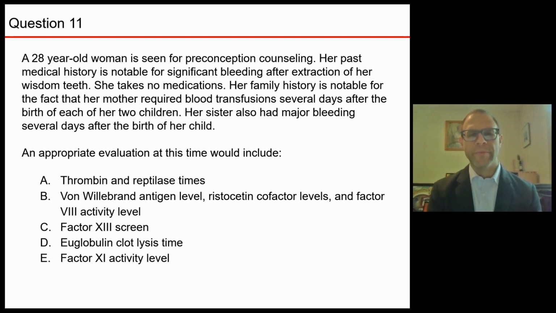A, thrombin time and reptilase time. B, von Willebrand panel. C is factor 13 screening, D, euglobulin clot lysis time, and E, factor 11 activity level.